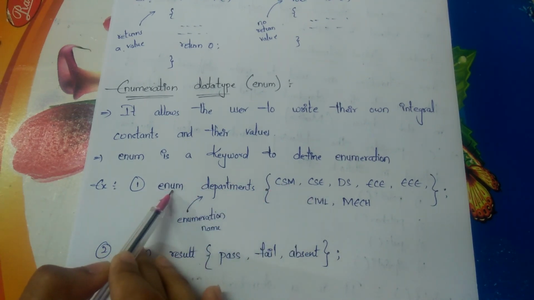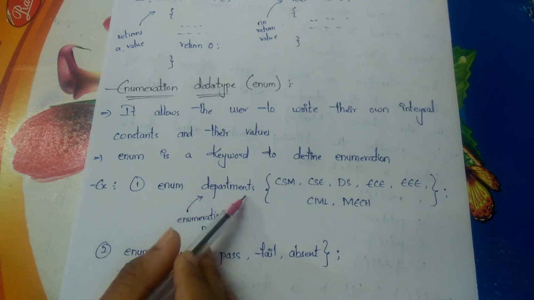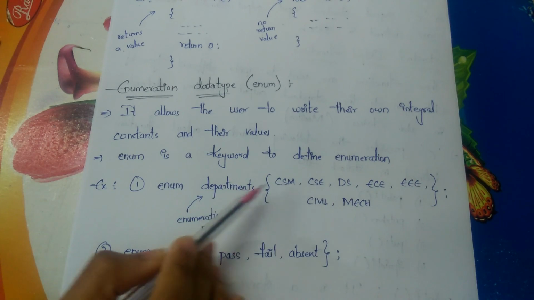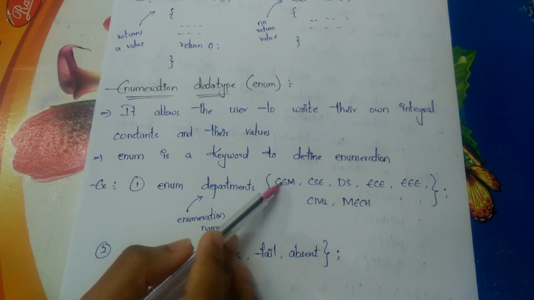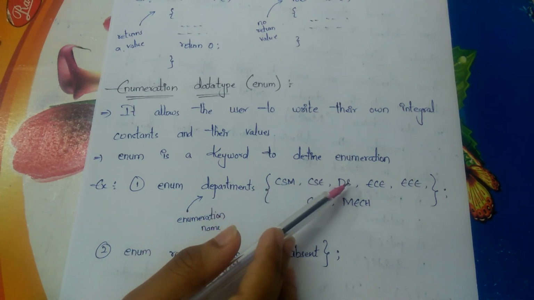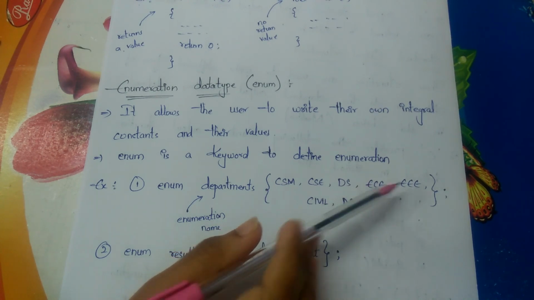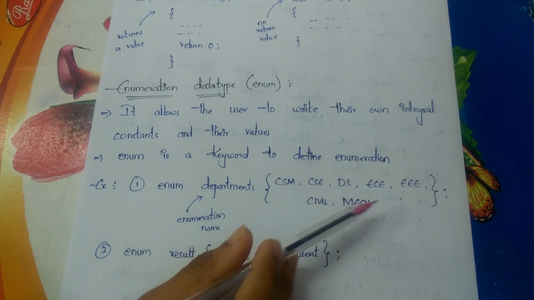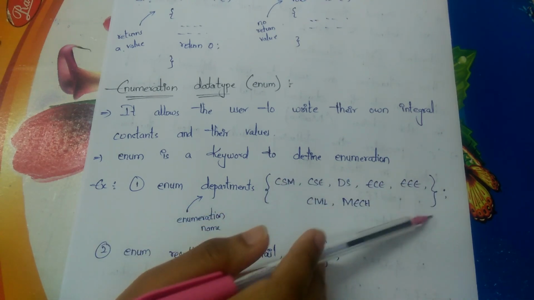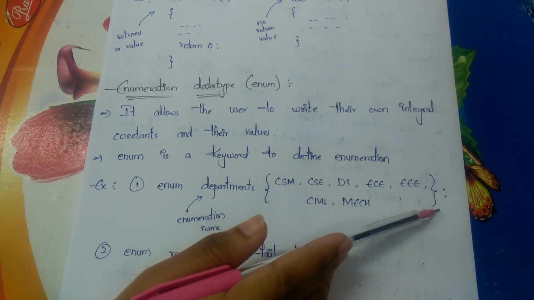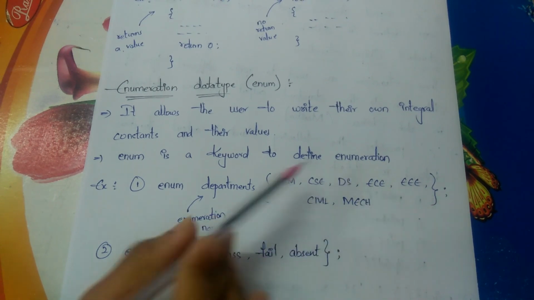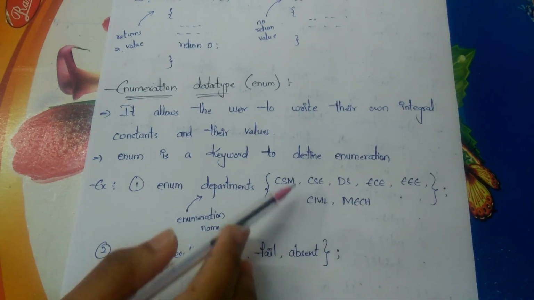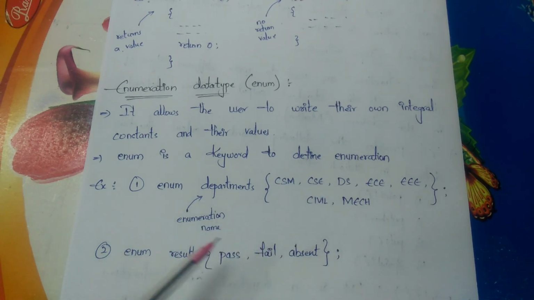For example, I am taking enum departments. Departments is the enumeration name, and within the curly braces I am writing some of the departments as CSM, CSG, DS, ECE, EEE, civil and mechanical. Then I am closing the curly brace and ending with a semicolon. So we declare like this. This is a declaration of the enumeration, and we are also initializing the values here.